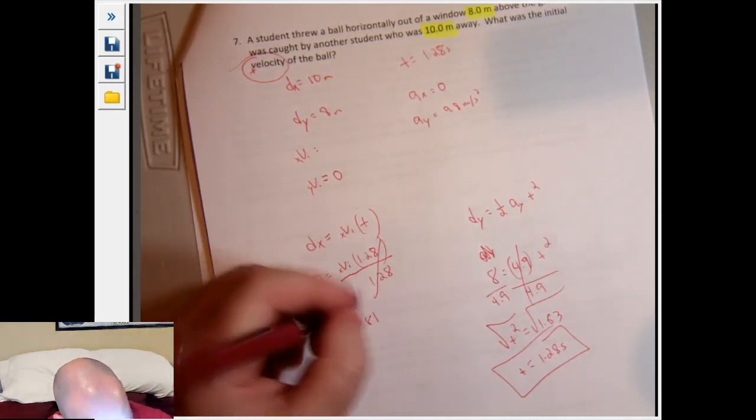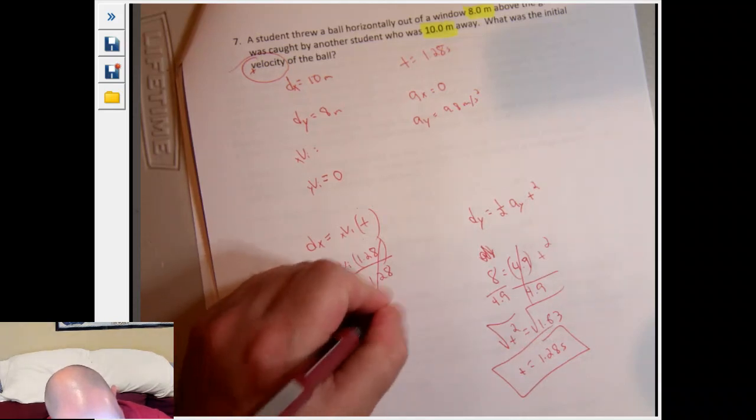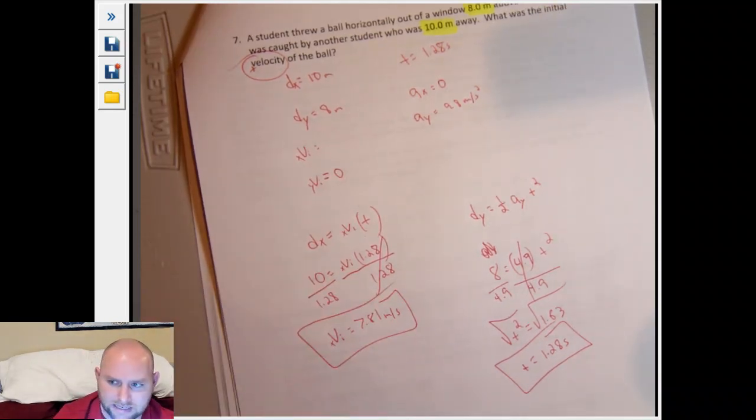And our initial X velocity is 7.81, and then it's velocity, so it's meters per second. And then we're going to box our answer. Easy money. So, hopefully, you guys got it. Pretty easy stuff, I think.